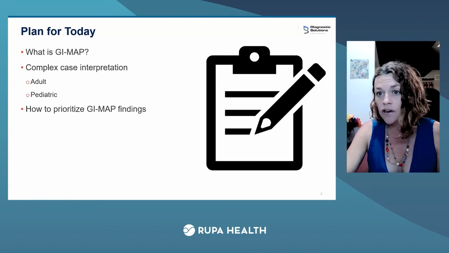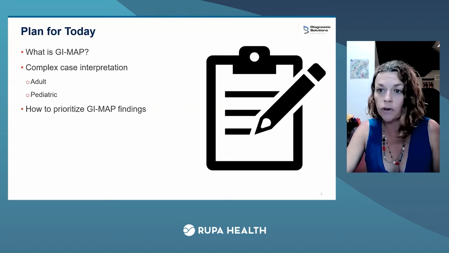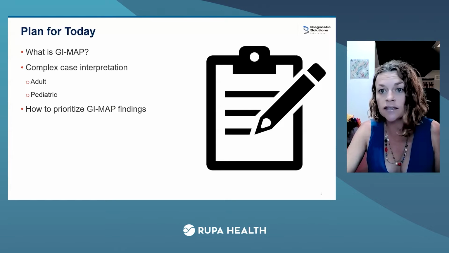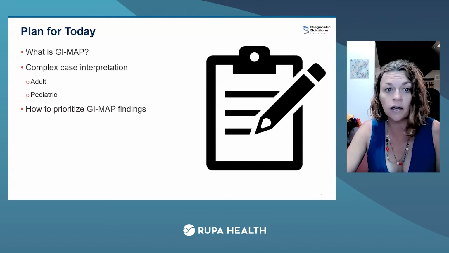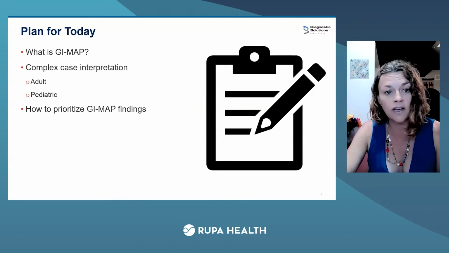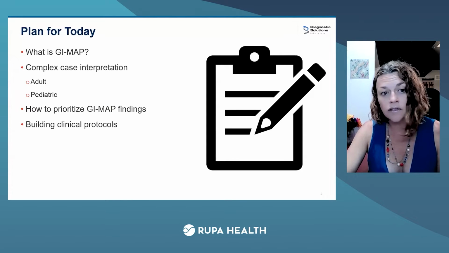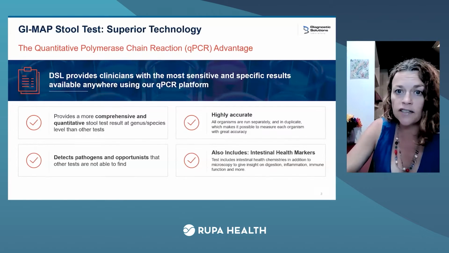We're going to talk about prioritizing the findings of GI map. That's probably the most common question we get on our interpretive consults, is not just what we do about it, but what order do we tackle the findings, and do we do things simultaneously? Do we take things one step at a time? So we're really going to focus on that. And of course, building those clinical protocols, and then hopefully have a little bit of time for Q&A at the end. So I'm going to set the stage for us today.